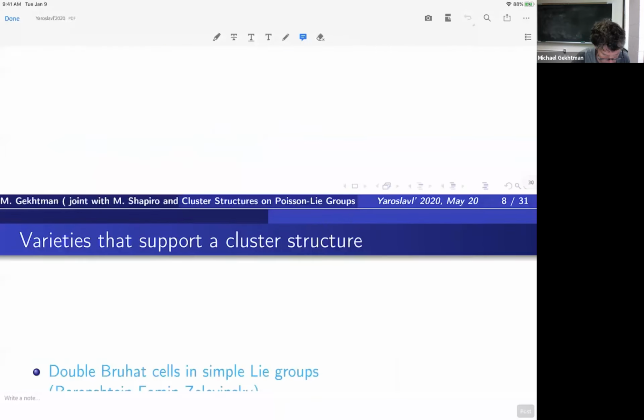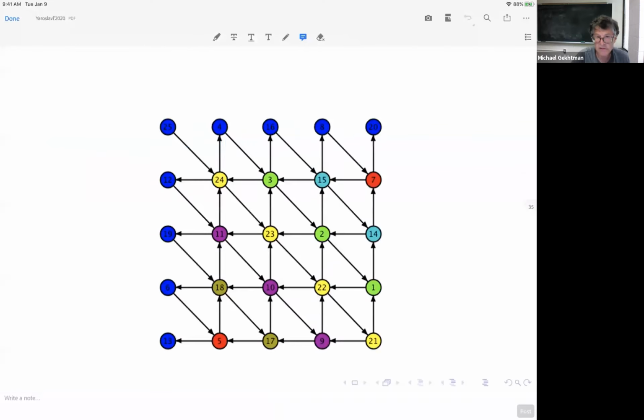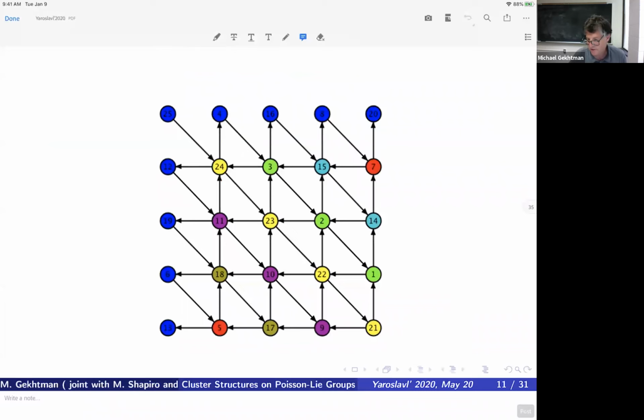So let me just go to this example. Yeah, so I'll just try to explain this picture. Okay, so what is this? What I claim is that it is a description of the initial cluster coordinates, the initial log canonical system of coordinates, and the initial quiver for the standard Poisson-Lie structure on GL5.